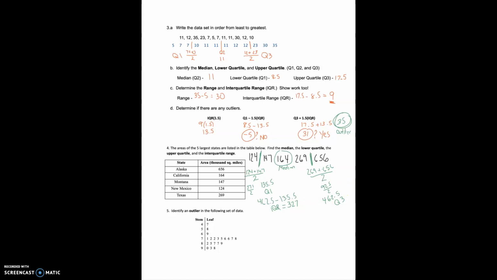All right, now for number 5. For number 5, we want to find an outlier. So what we want to do first is find out what the median is. And this here is not the best stem and leaf because it doesn't have a key. So we'll say that 4 line 7 actually means the number 47.